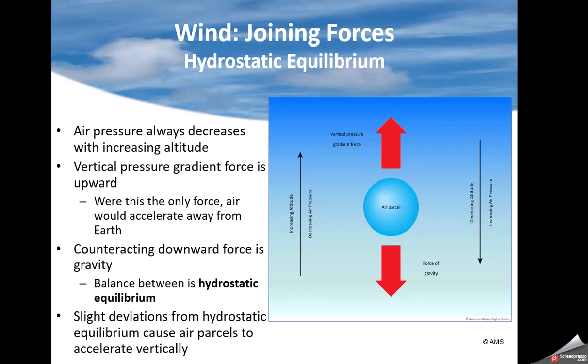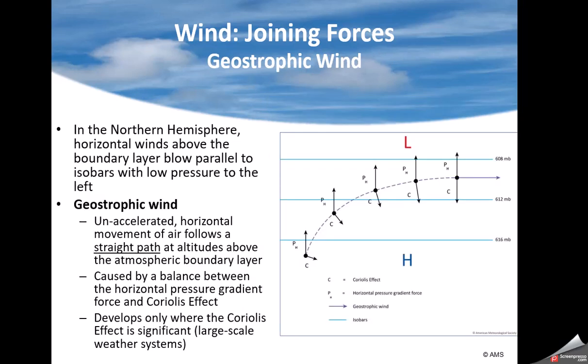Parcels can move. They could be pushed up a mountain, for example, or maybe winds underneath them are lifting upwards over a warm front or a cold front. So they can push it up, but it's all going to be moving at the same speed if it's under hydrostatic equilibrium. There's another wind type called geostrophic wind.